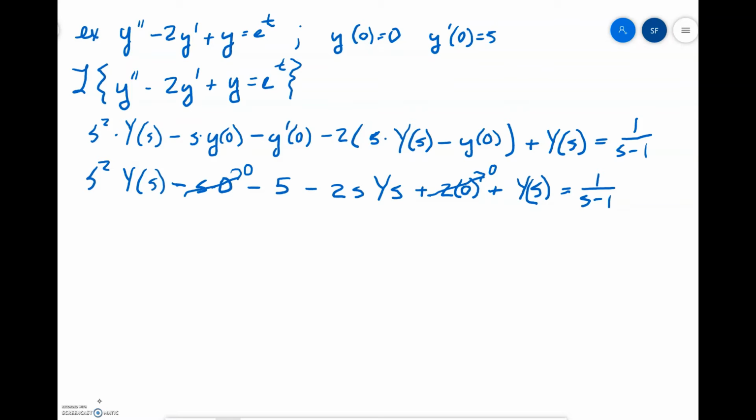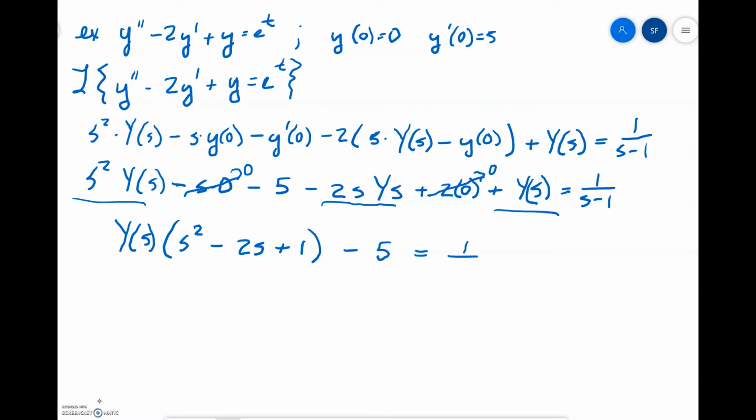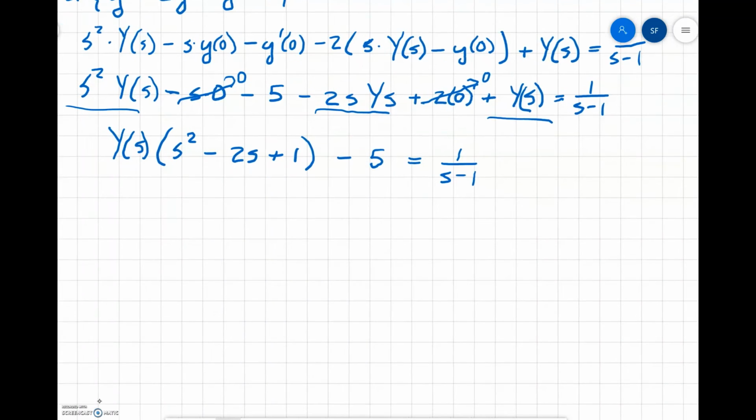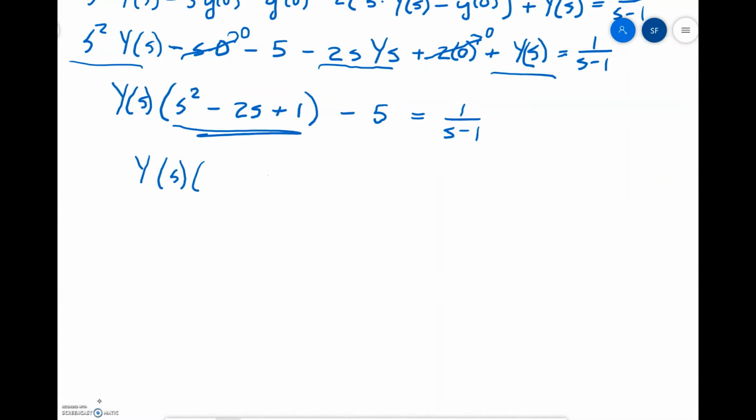Now let's pull together my Y of s's. So Y of s is going to be s squared minus 2s plus 1. That one's done, that one's done, that one's done. So I have a minus 5 there, equals 1 over s minus 1. Let's go ahead and move that 5 over to the other side.